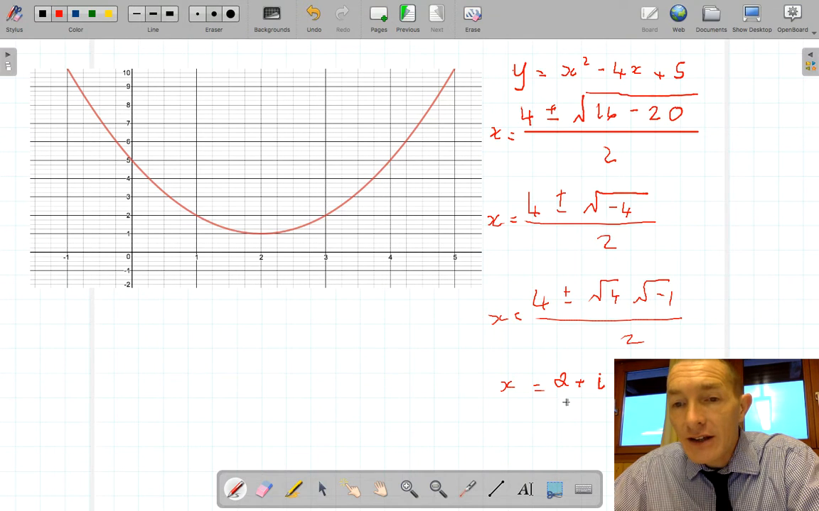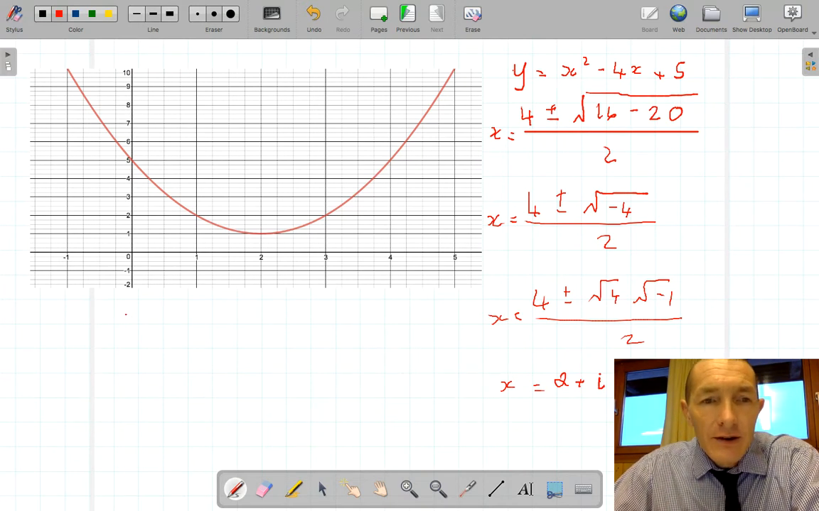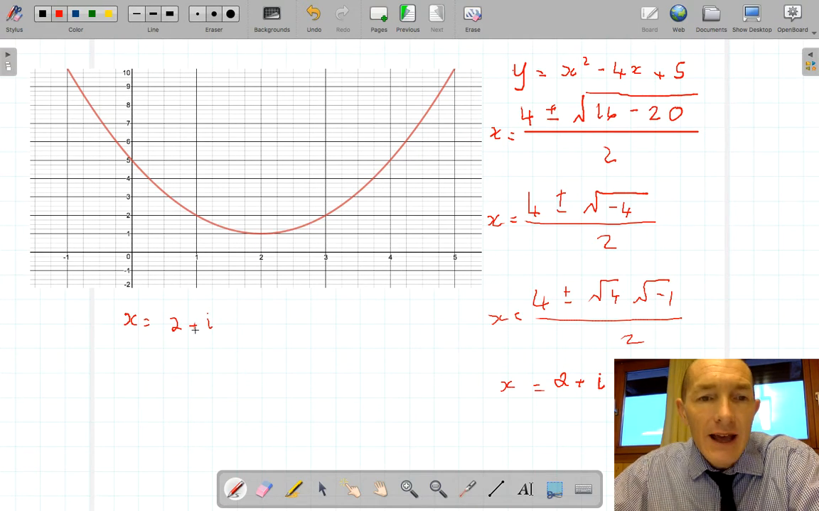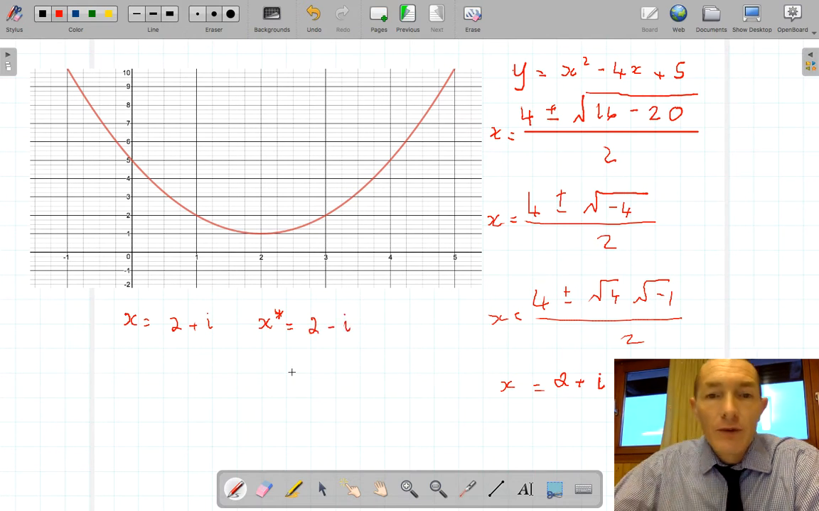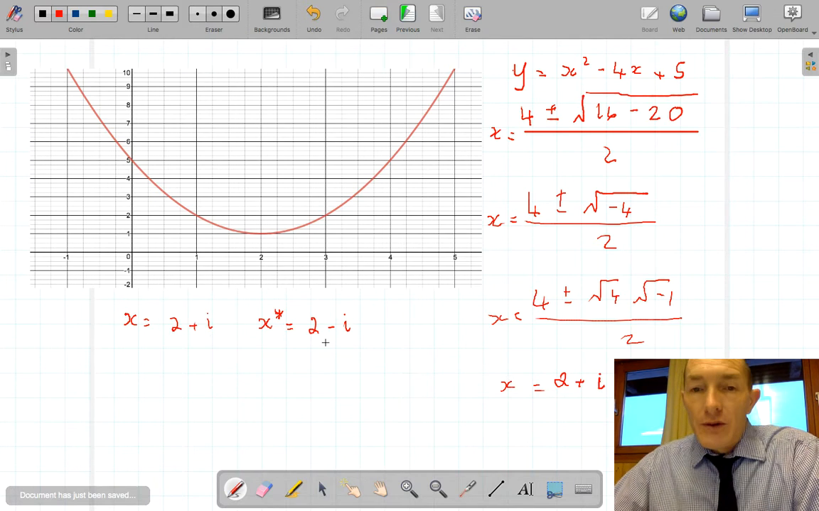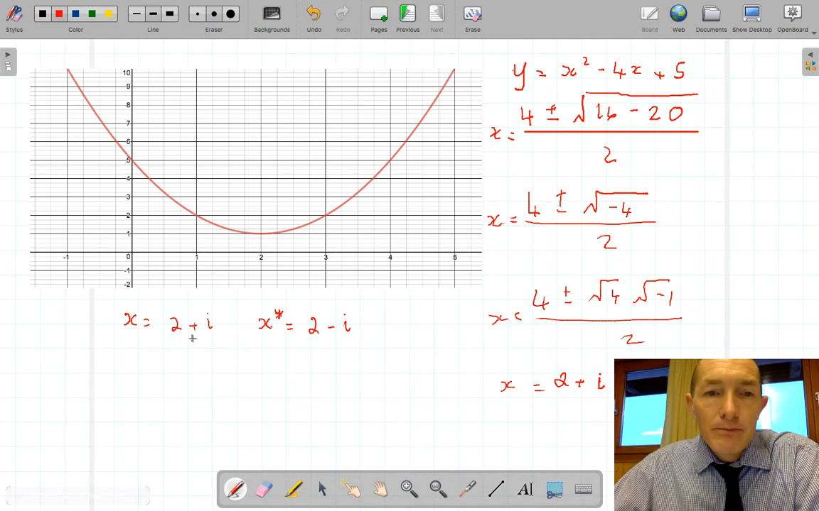Now that's actually nice and neat, but more importantly, look at this. This is 2 plus i, and this is 2 negative i. And this is called the conjugate of this one. So if I have one number, such as x equals 2 plus i, by making the imaginary part a negative, we have the conjugate. And this will always happen for solutions of quadratic equations, or actually these are just solutions or roots.